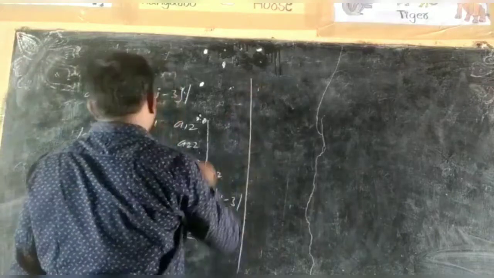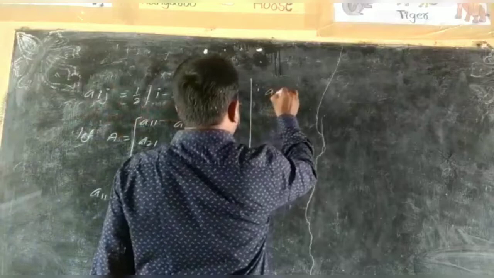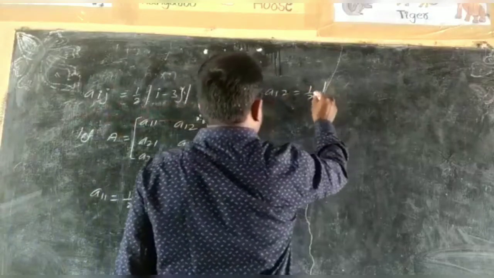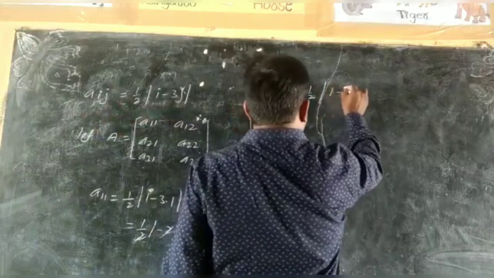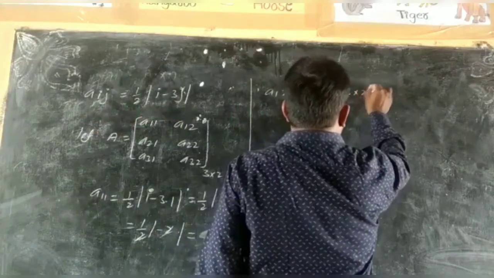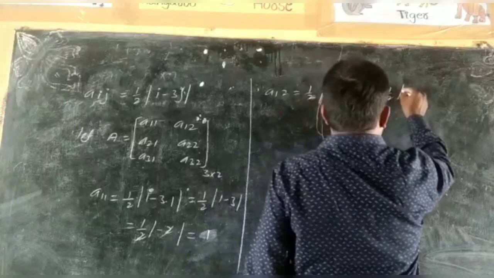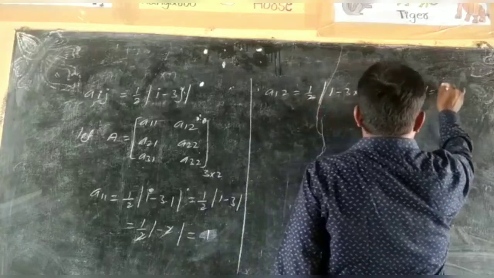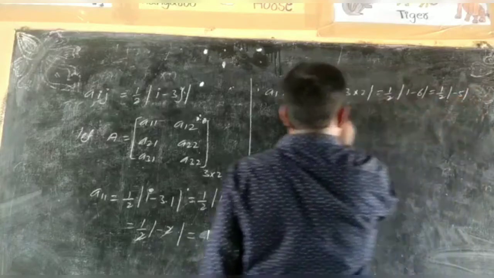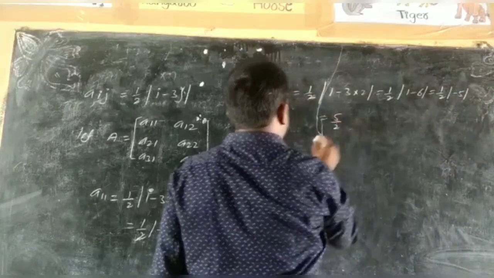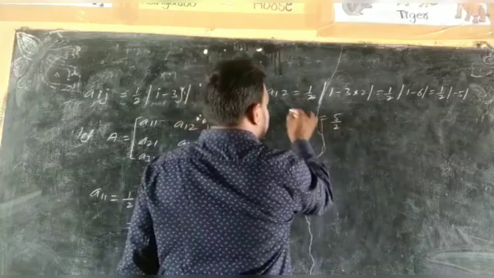Next, similarly you find A12. A12 is equal to 1 by 2 into modulus of, in place of I, 1, minus 3 into, in place of j, 2. So this is equal to 1 by 2 into modulus of 1 minus 6. This is equal to 1 by 2 into modulus of minus 5. Modulus of minus 5 is equal to 5. This is equal to 5 by 2, the A12 value.